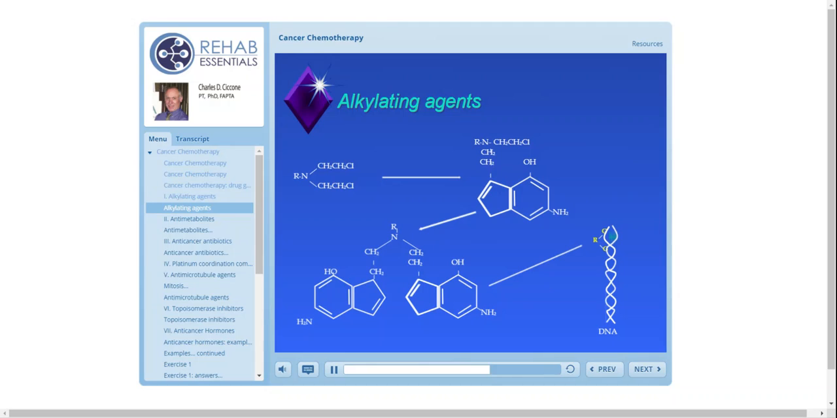The reason it's effective in cancer is because the cancerous cells have a much greater need to replicate their DNA. So they're going to suffer more. But unfortunately, the healthy cells will suffer to some extent. And we'll see that with several of these traditional anti-cancer drugs. Let's take a look at our next group now.